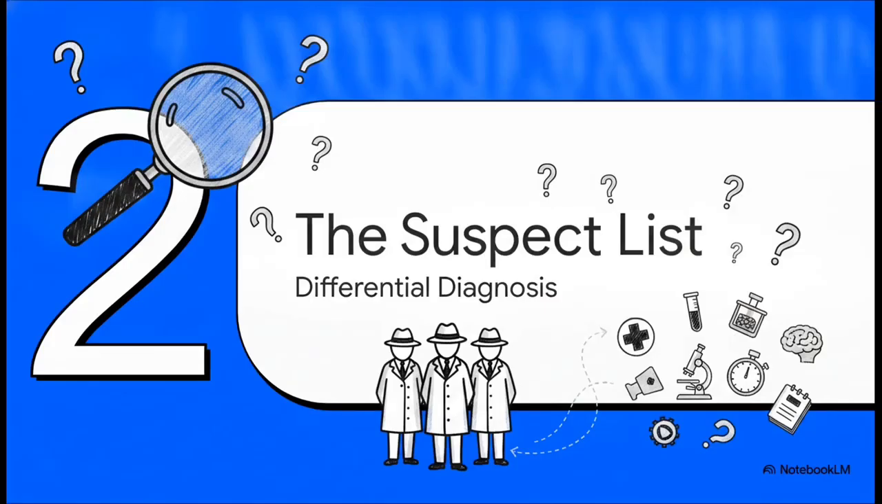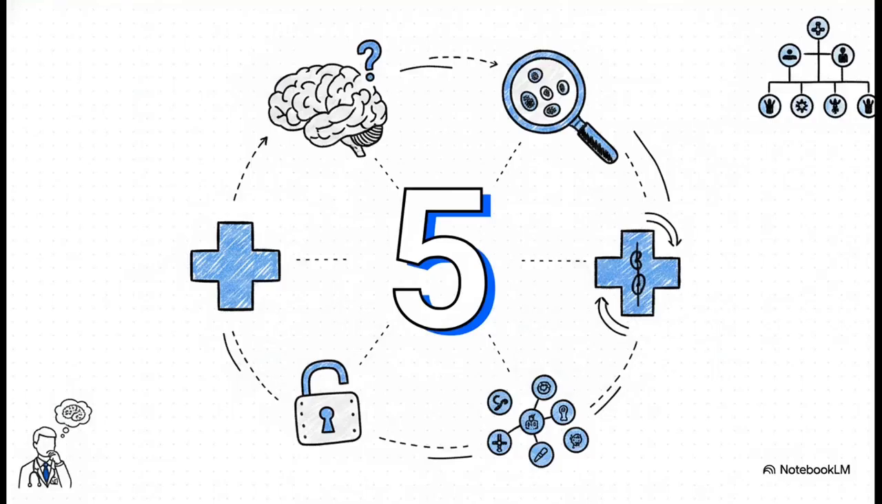Section 2. The suspect list. You see, a good detective never ever jumps to conclusions based on just the first piece of evidence they find. You have to gather the usual suspects. The medical team here initially built a broad differential diagnosis of exactly 5 potential culprits to investigate. Now, a differential diagnosis is essentially a doctor's short list of possible diseases that could be causing a patient's symptoms. By keeping this list broad, in this case looking at exactly 5 distinct possibilities, doctors actively prevent themselves from locking onto one idea too early and totally missing the real threat.